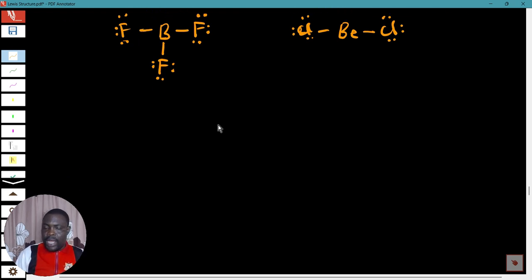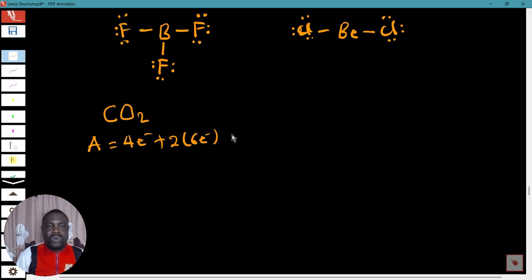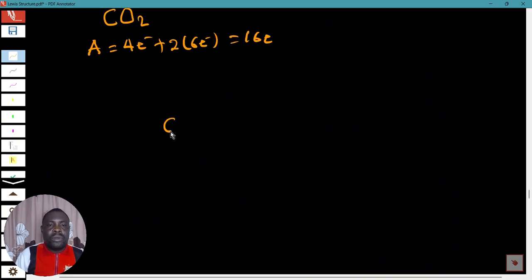Now let's look at carbon 4 oxide, CO2. Available electrons: carbon is in group 4, that will be 4 electrons. Oxygen is in group 6, that will be 6 electrons. So for the 2 oxygen we have times 2. That will give us 16 electrons.